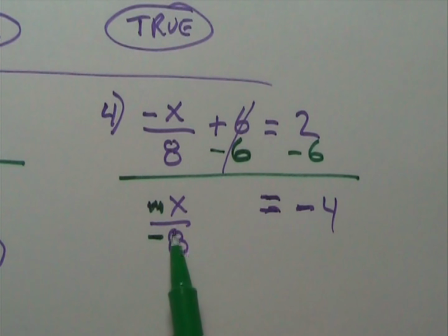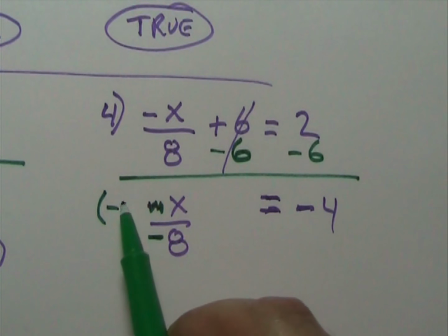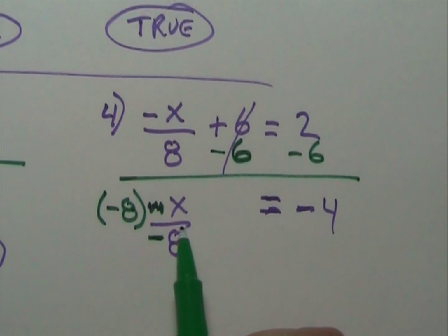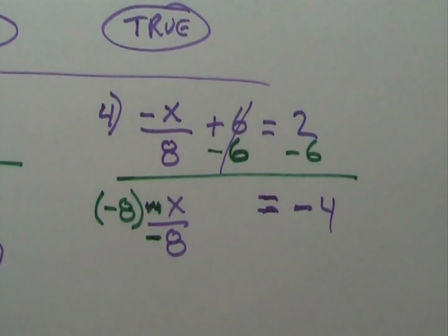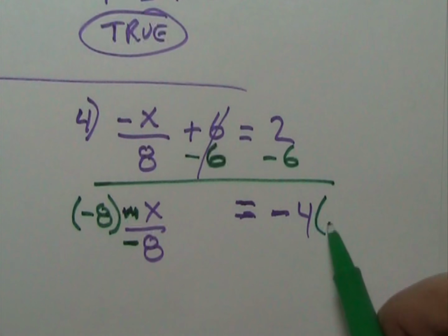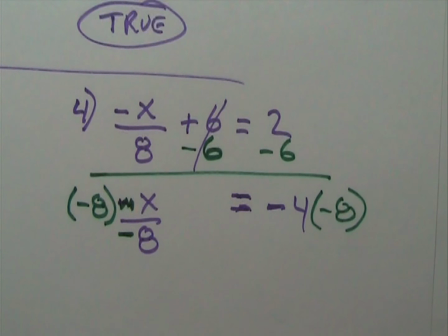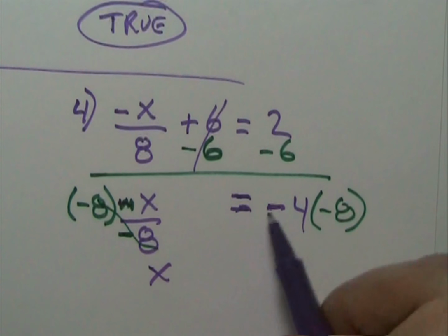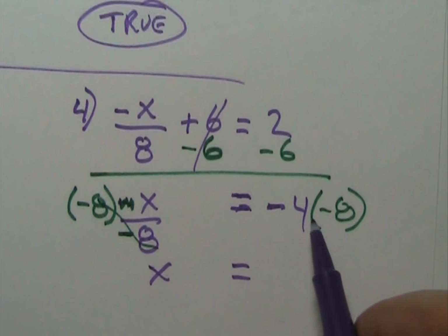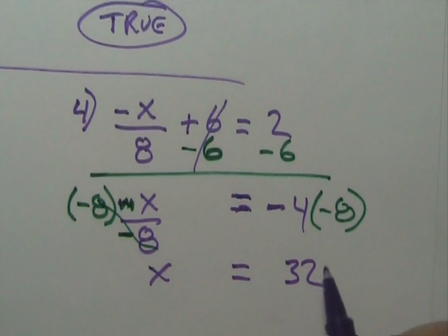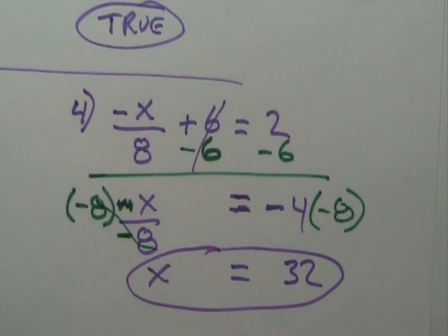To get rid of divide by negative 8, I would multiply by negative 8. I'm doing the opposite of divide. I'm going to times it. But you have to do it to both sides. So what happens is these reduce. 8 over 8, they reduce to 1. Negatives cancel. That leaves you with just x. Keep the equals lined up. 4 times 8 is 32, and I count the negatives, 2 of them, they cancel. So my answer is 32.